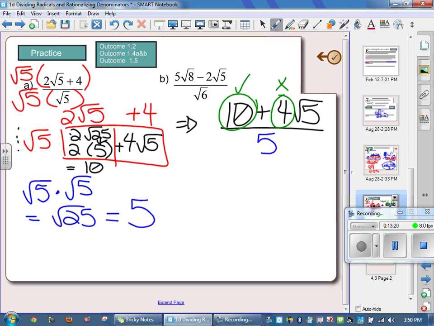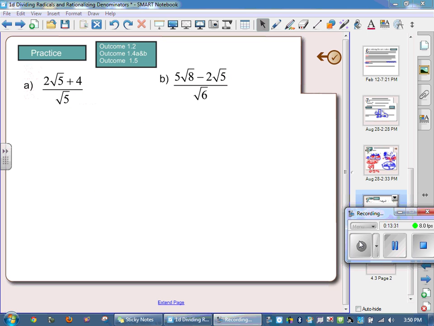So my final answer would be that. Check your work and make sure that's what you got. Let's try B. For B, we're going to multiply both sides, top and bottom, by root 6.